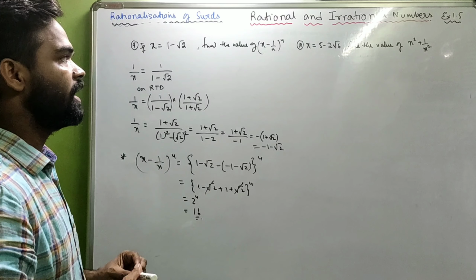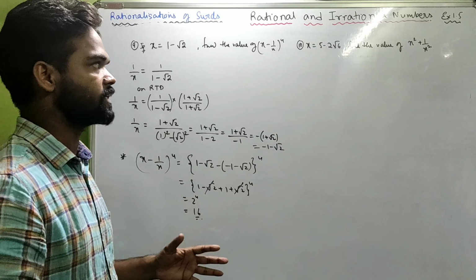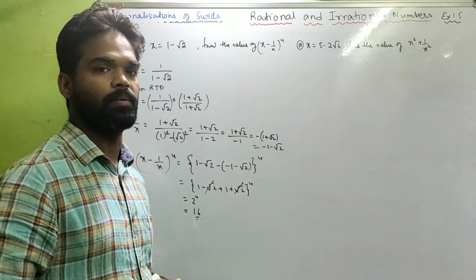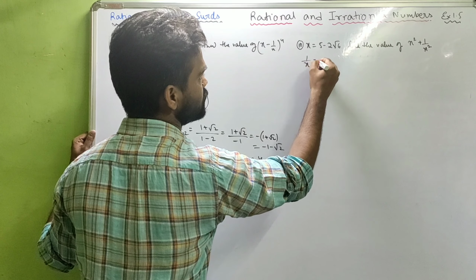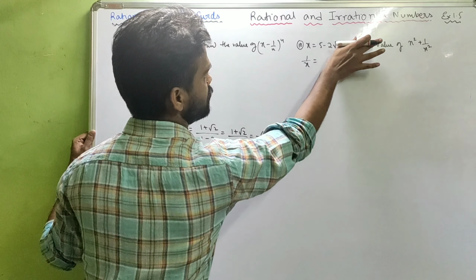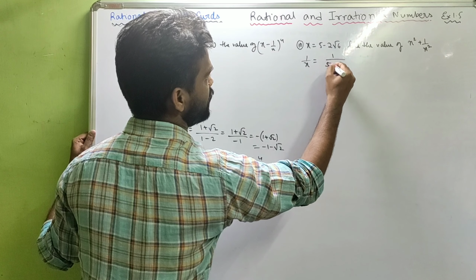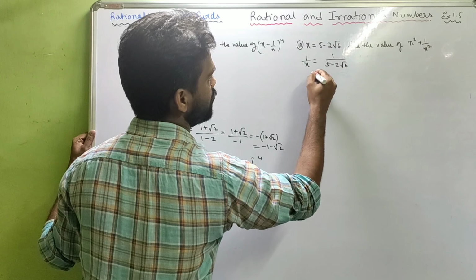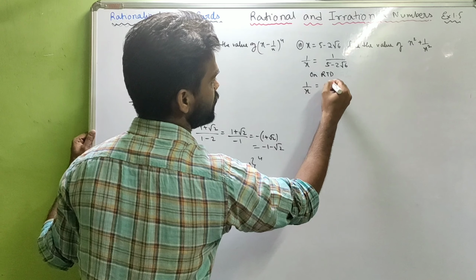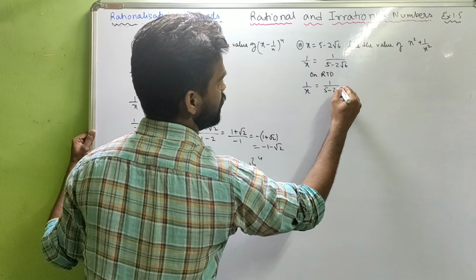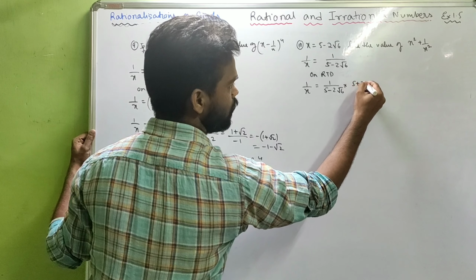Look at 10. Similar. If x equals 5 minus 2 root 6, find the value of x squared plus 1 by x squared. Very easy. Look over here. First of all, I need to find 1 by x. 1 by x is what? 1 by (5 minus 2 root 6). On rationalizing the denominator, what I'll get? 1 by x equals, I'll multiply with the conjugate of this.